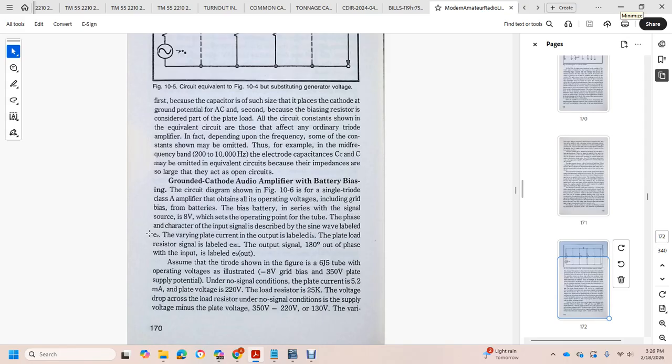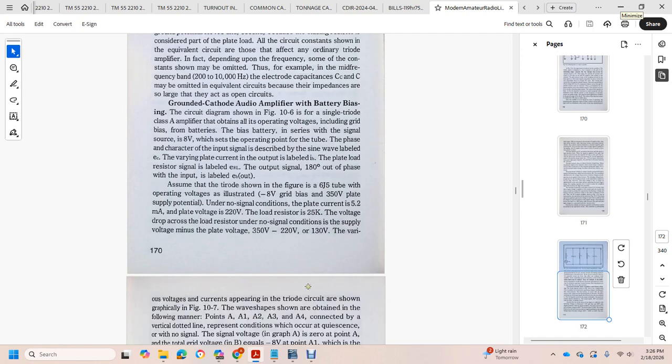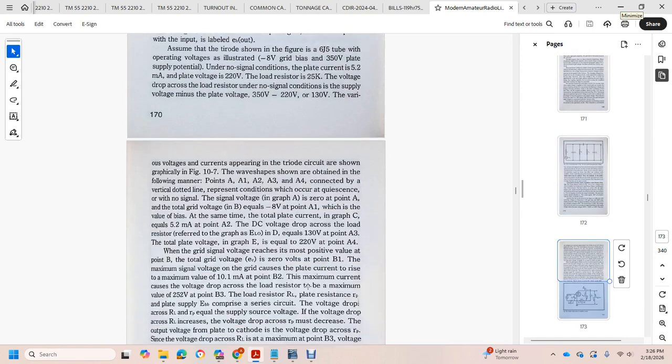Assuming the triode shown in figure is a 6J5, the operating voltages illustrated under the no signal condition are: plate current of 5.2 milliamperes, plate voltage 220 volts, load resistor of 25 K. The voltage drop across the load resistor with no signal is the supply voltage minus the plate voltage: 350 volts minus 220 volts, 130 volts.